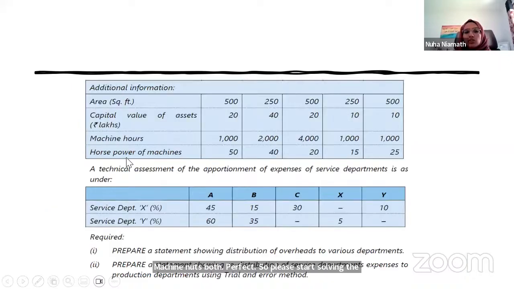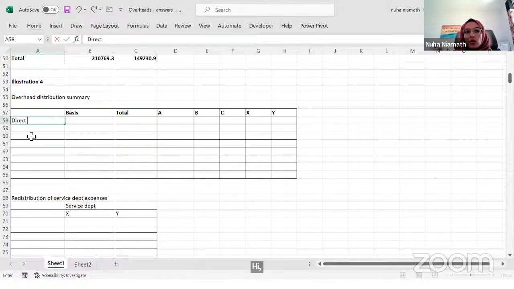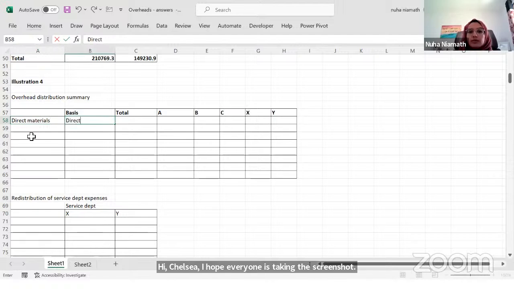So please start solving the first part of the question, which is distributing these on the basis of the additional information. I shall also do it simultaneously. So let's begin. I hope everyone has taken the screenshot. This is direct, so it's given to be for X and Y.